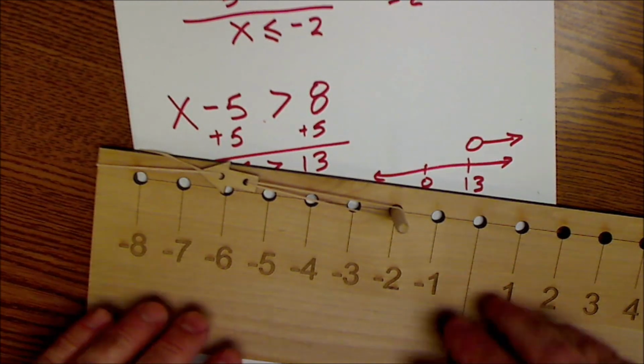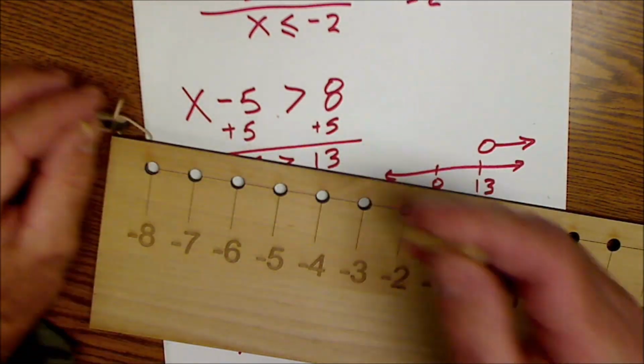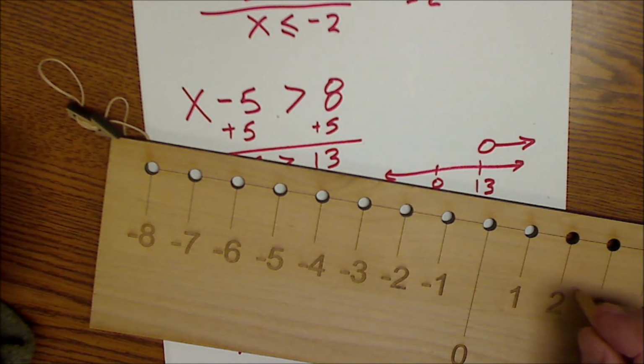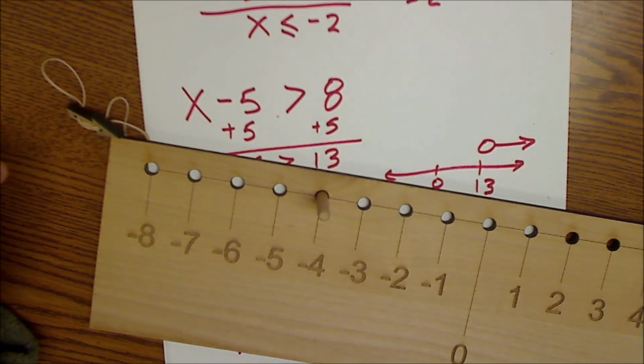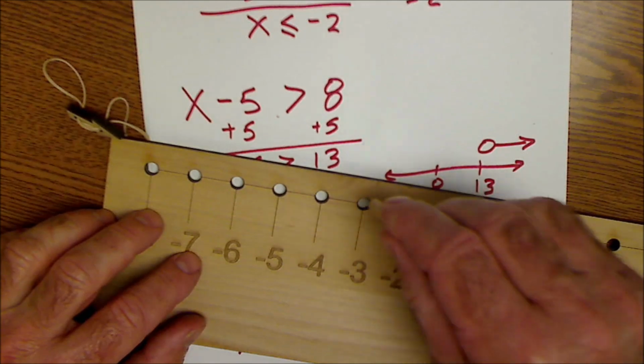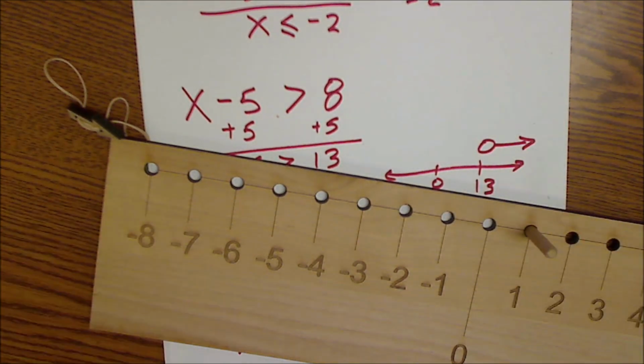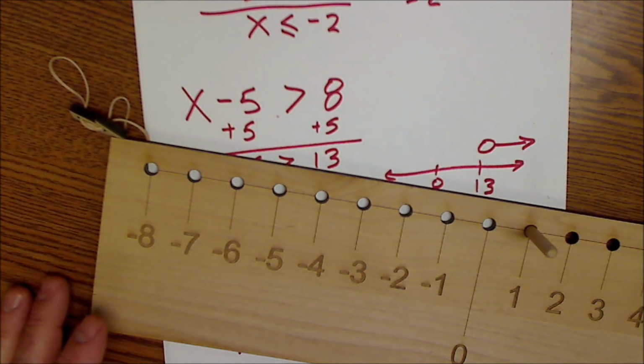The other thing that this is nice for too is adding and subtracting negative numbers. So if I have negative 4 plus 5, I could just count out 1, 2, 3, 4, 5. So you should make yourself one of these, whether it's paper, cardboard, pencil, whatever you can make it out of.